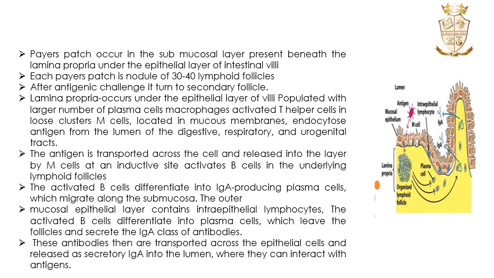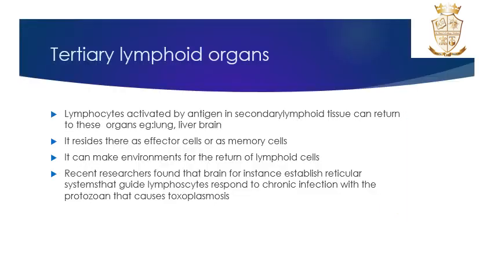As we earlier discussed the primary lymphoid organ and secondary lymphoid organ, next is the tertiary lymphoid organ. Tertiary lymphoid organs are the organs where lymphocytes activated by antigen in secondary lymphoid tissue can return, for example the lung, liver, and brain. Those that react with the antigen in the secondary lymphoid organ return as effector cells or memory cells to the tertiary lymphoid organ. So tertiary lymphoid organs provide an environment for the return of lymphoid cells.